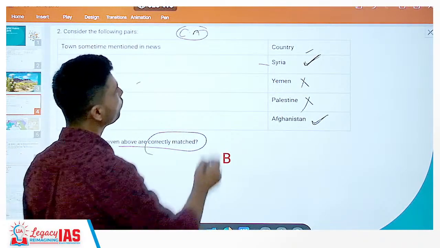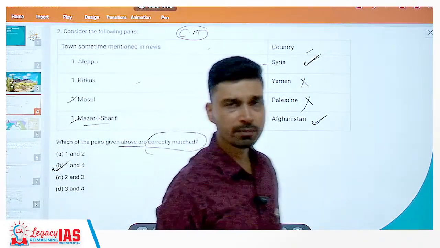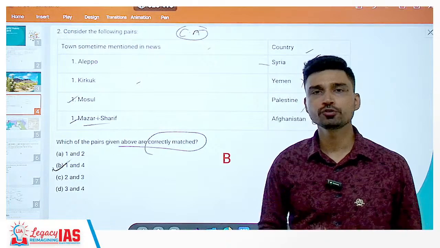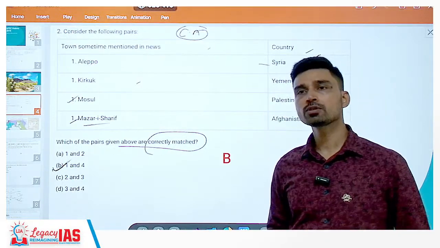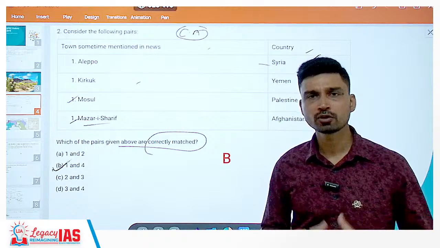That is why when you are preparing for the UPSC examination and focusing on geography, you do not have to just focus on the major landforms of the earth or India.